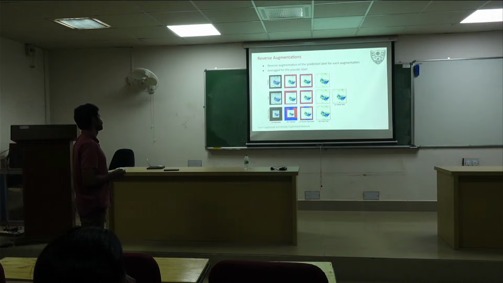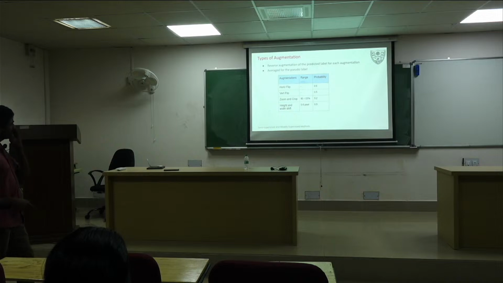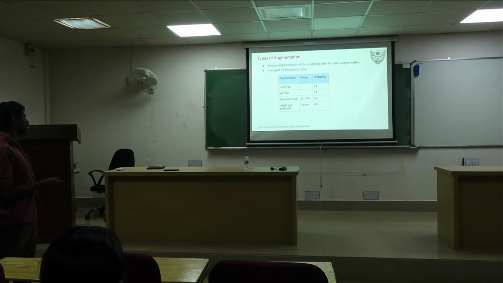Okay, so this is the original one, this is the shifted one, this is the zoomed and cropped part. So you have to reverse the augmentation. This image is at a different zoom and crop compared to this. So you have to reverse it, align all of them, and then average to get the pseudo label. We used all those different augmentations: flipping, zooming and cropping, and height and width shifting, each with some probability. So for every image, you might flip or you might not flip, and similarly for the others.